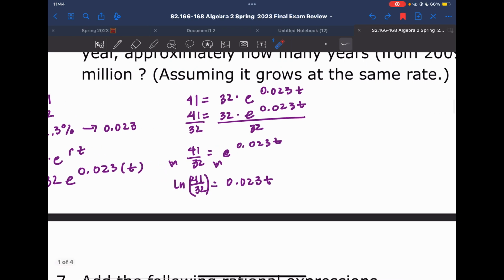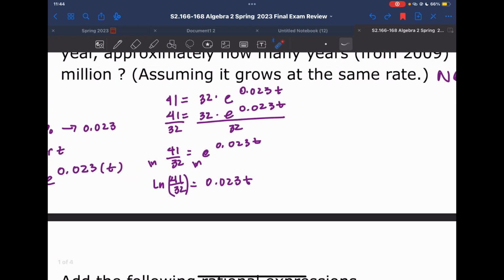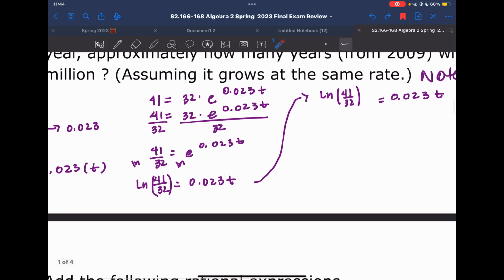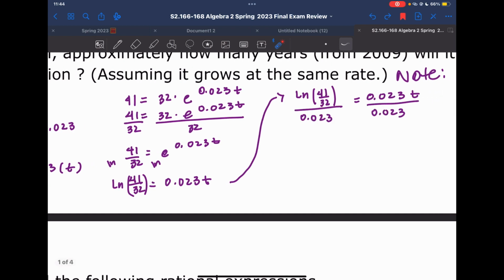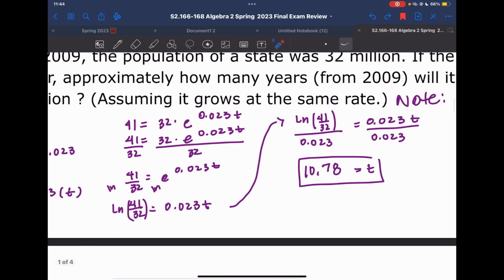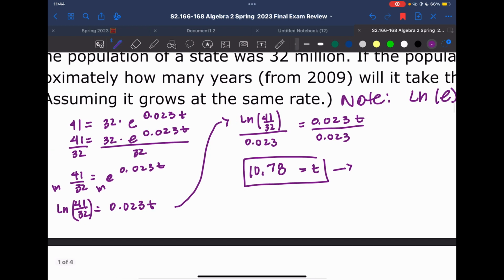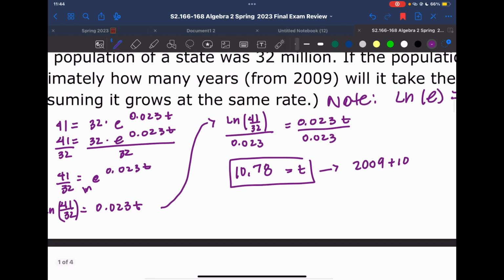We're going to divide both sides by the rate, 0.023. And then we're left with t equals the ln of 41 over 32 divided by 0.023. So that will take 10.78 years from 2009. If they ask you what year that would be, that would be 2009 plus 10 years, so that would be 2019.